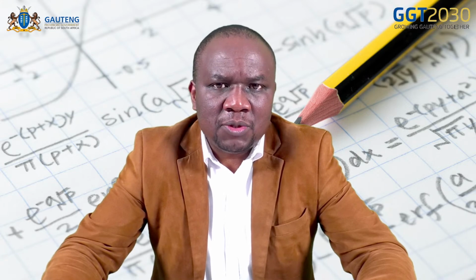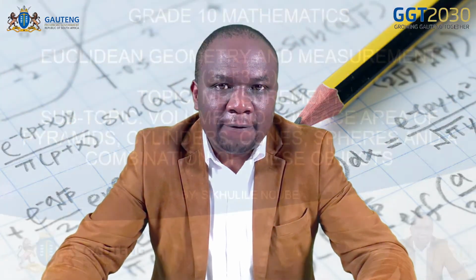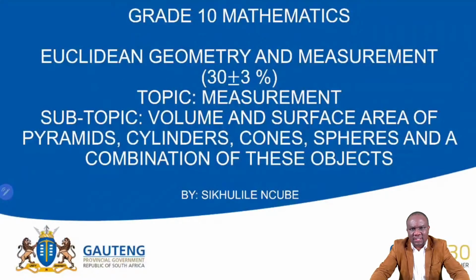Grade 10s, we're continuing with our lesson on the surface area of 3D objects. In this lesson, we're going to look at the surface area and volume of pyramids, cylinders, cones, spheres, and a combination of these objects. You may find that we have an object which is a combination of a cylinder and a cone, or a hemisphere and a cone. We're going to look at those objects. Let's be ready for our lesson, grade 10s.